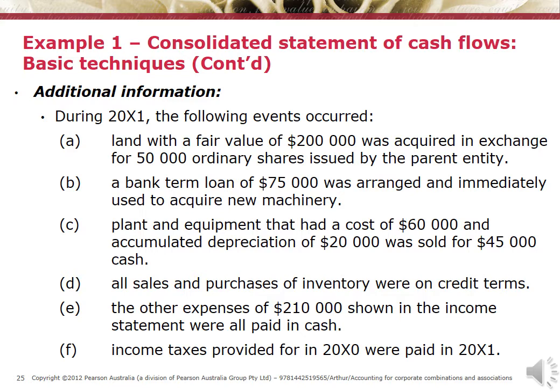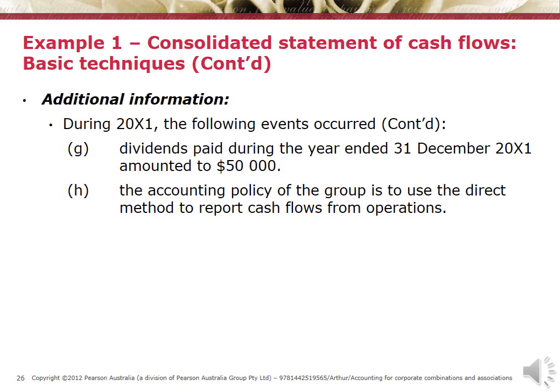So we'll go over to the next slide now, as there's two more pieces of information discussed there before we answer the question. Okay, G says that all the dividends during the year ended 31st of December 2011 were paid. So that $50,000 we saw in the statement of changes in equity, that was actually paid. And H says that the accounting policy of the group is to use the direct method to report cash flows from operations, which is good because we don't do the indirect method.